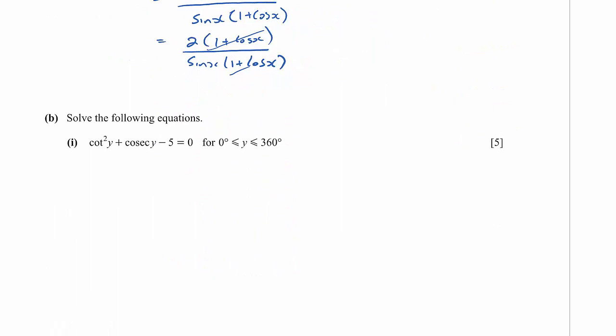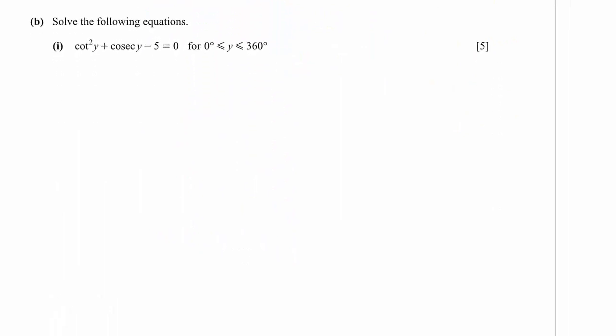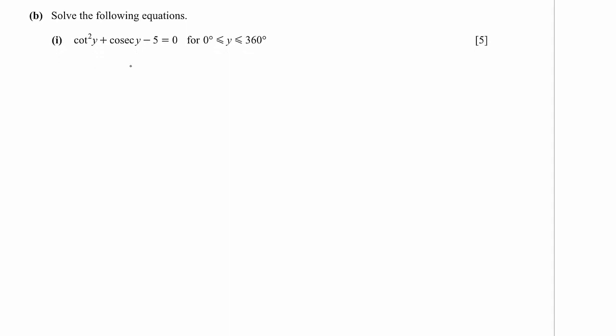Okay, so we want to solve the following equations. We've got one on this page and then one on the next page. This one looks a bit like a quadratic, but not quite, because we've got cot and cosec. But we know that cot squared y plus 1 is the same as cosec squared y. So the cot squared y there, I can write as cosec squared y take away 1. And then I've got plus cosec y take away 5 equals 0.